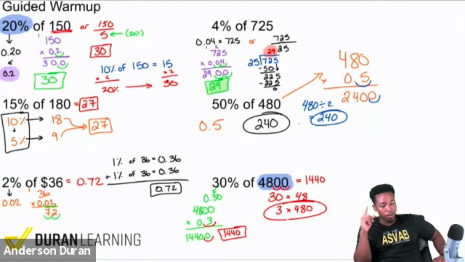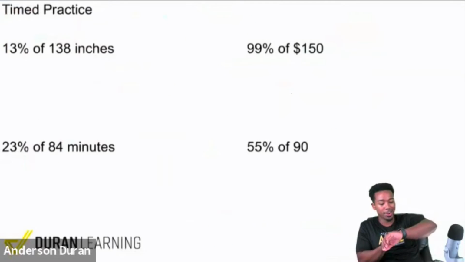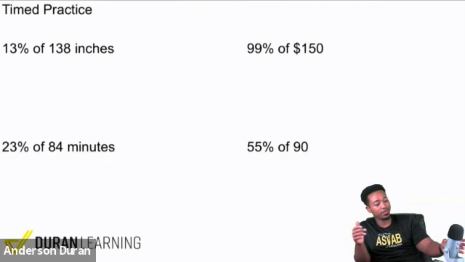So we have 4 problems coming up. I'm going to give you 2 minutes. Let's see what you got. 3, 2, 1. Let's say it's the ASVAB gang. Let's go. 2 minutes.